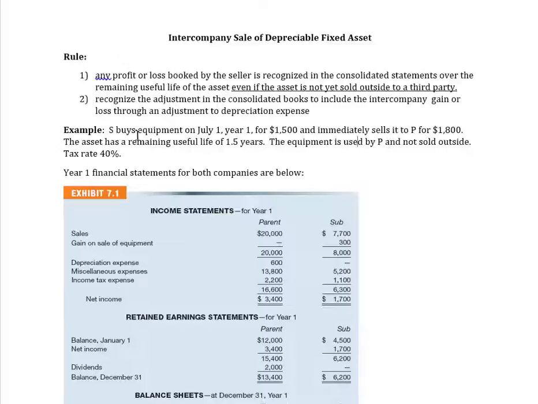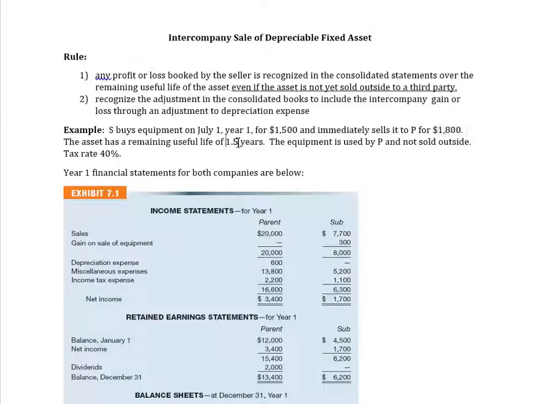So let's assume that the sub buys equipment on July 1st, year one, for $1,500. They don't keep it. They immediately sell it to P for $1,800. Well, you can see here, if you bought it for $1,500 and sold it for $1,800, you're already recognizing a gain on the sale of $300 if you're the sub.